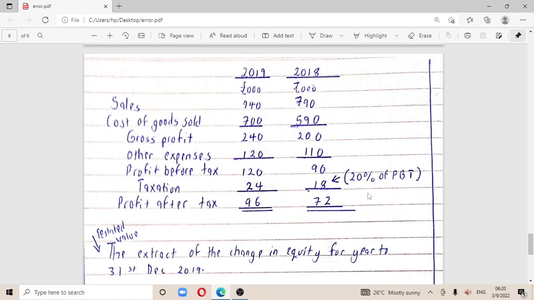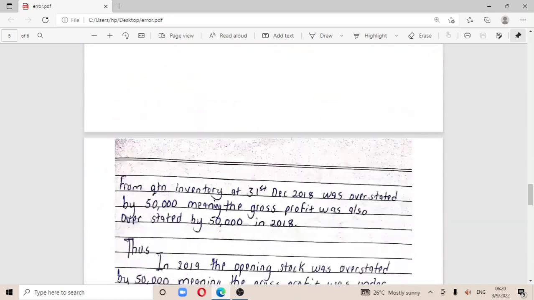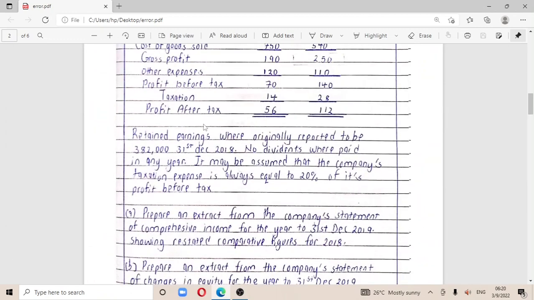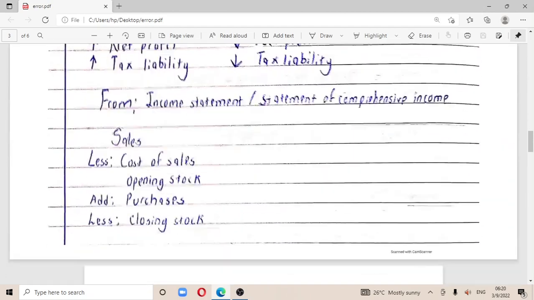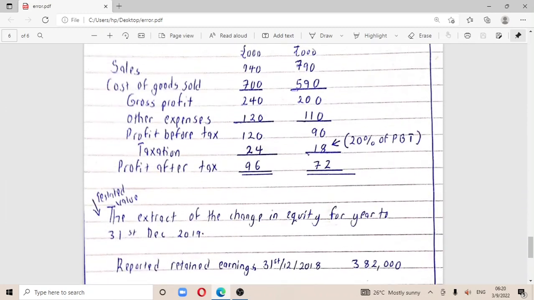And from the question, if we go back and reread it, they said it may be assumed that the company's taxation expense is equal to 20% of its profit before tax. So 20% of profit before tax: 20% of 90 gives me 18, and 20% of 120 gives me 24. So profit after tax is going to be 72 and 96.